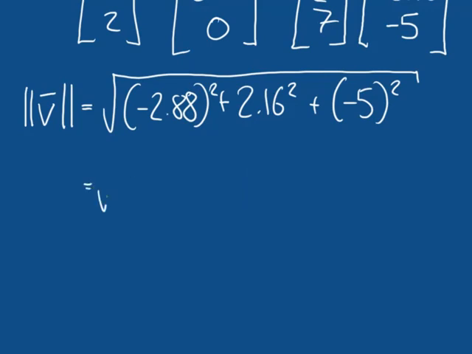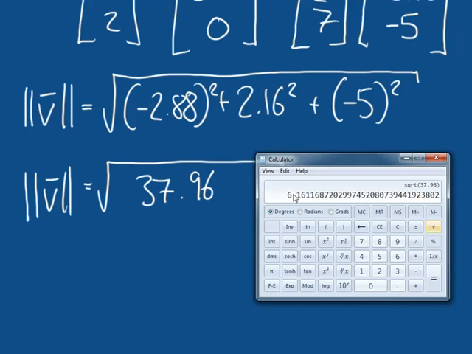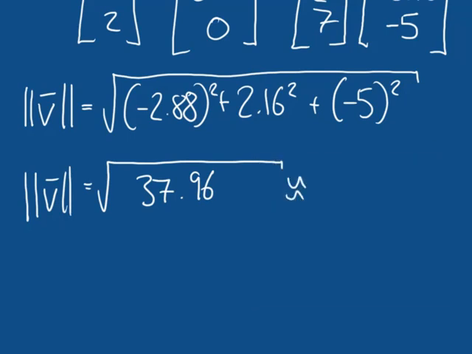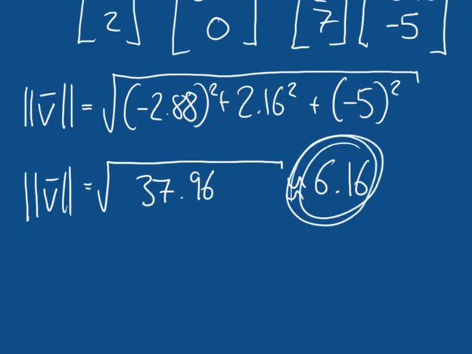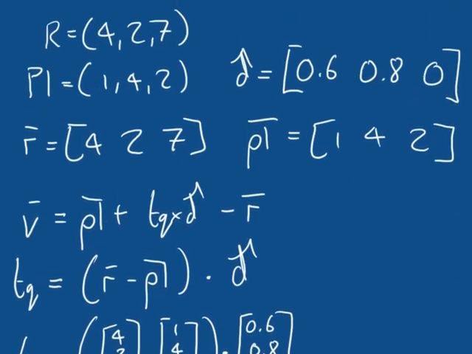37.96, which is approximately equal to, if we bring the calculator back, 6.16 units. So the perpendicular distance between our point R and the line defined by P1 and D is 6.16 units. So hopefully now you can see not only how we derived all of that theory earlier in this video, but how we actually apply that theory.